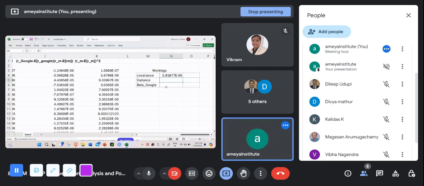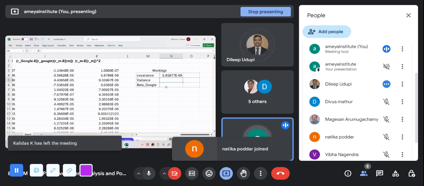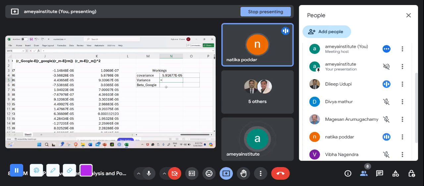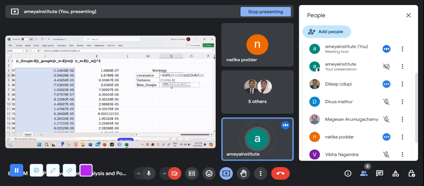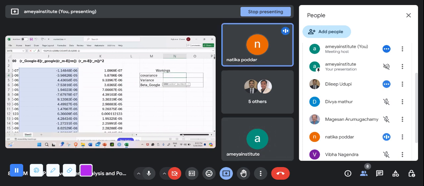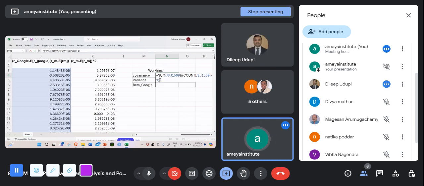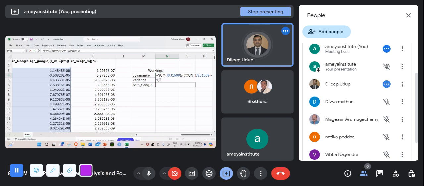What is the next one we have? Variance. Shall we calculate variance now? Can you please show this covariance again? I'll double click on this. It's a sum of RG minus expected return into RM minus expected return, divided by count of, overall count, that means total n minus 1. Got it? Yes, sir.